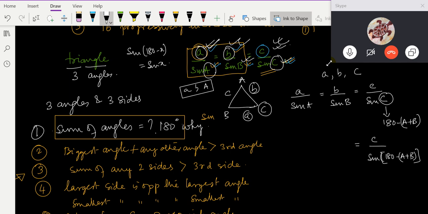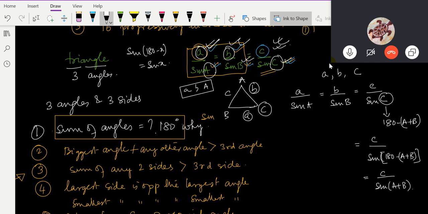So this needs a little bit of trigonometry. It's not so straightforward, but it can be done. I'm just showing you the way. This is equal to C by sine of A plus B, right? Don't worry about this. I'll show you a much easier technique to find out if this combination is given. But it can be done from here. That's what I'm trying to show.